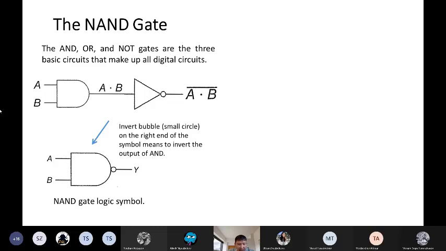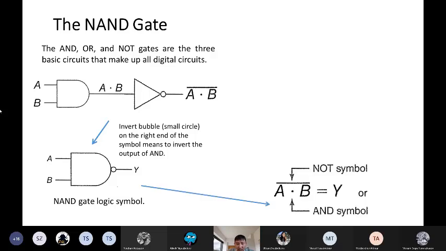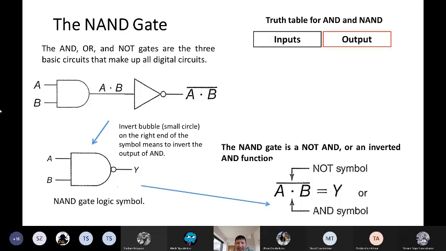So this invert bubble here you can see means that we should invert the signals that AND gives us. Okay, so in the Boolean expression you should write A and B, and you can see this long overbar, so you need to write down this long overbar. So this actually means the same thing. So it is NAND gate logic, and it is the Boolean expression. Okay, but let's consider the truth table.